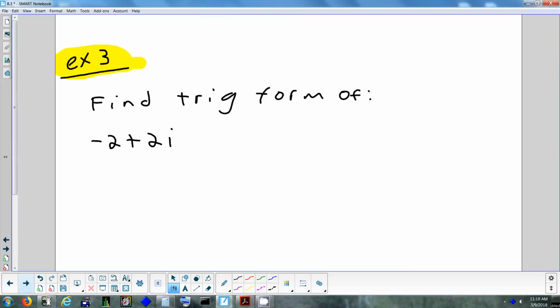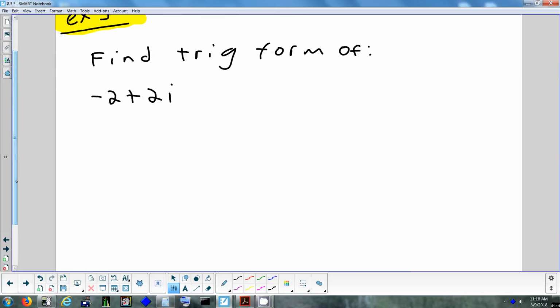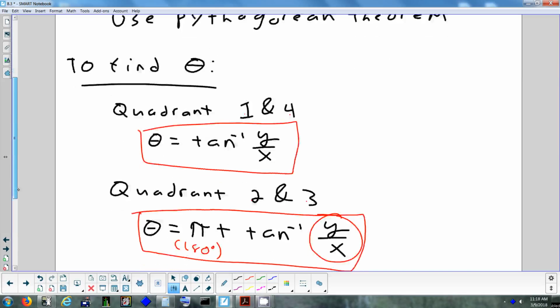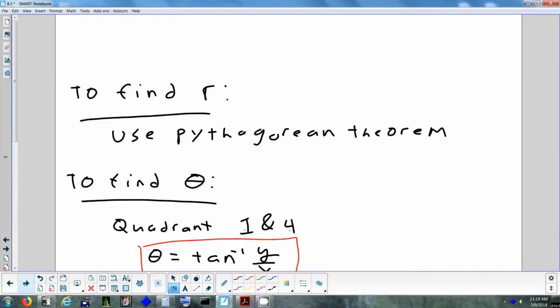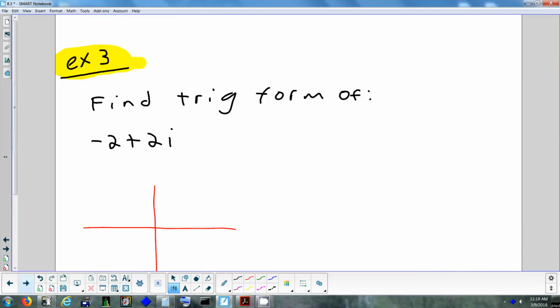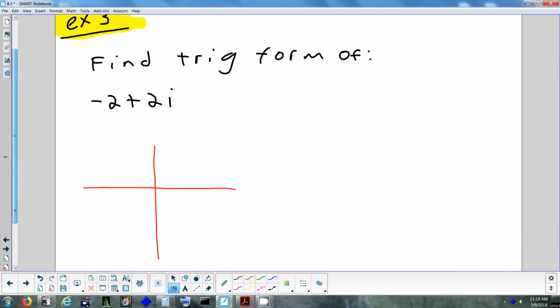Okay, so this one says find the trig form of, and it gives you a complex number in standard form, real plus imaginary. First thing I'm going to do is graph it. Why am I going to graph it? Because the formula that I use to find theta depends on the quadrant I'm in. So I have to know how to graph this point and find the quadrant I'm in.